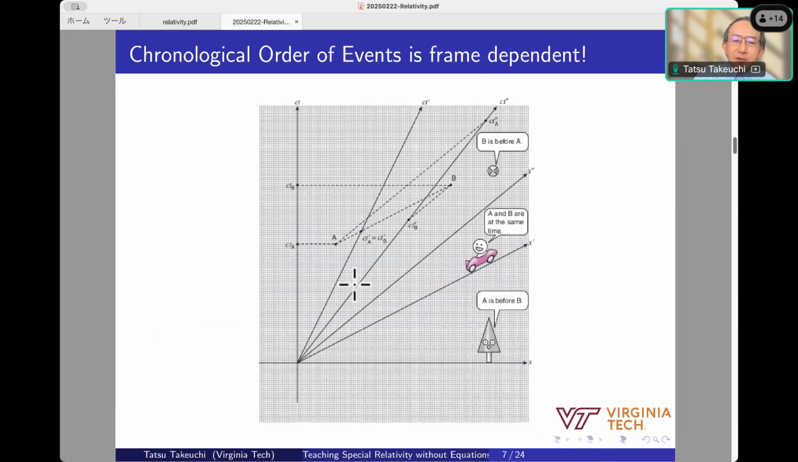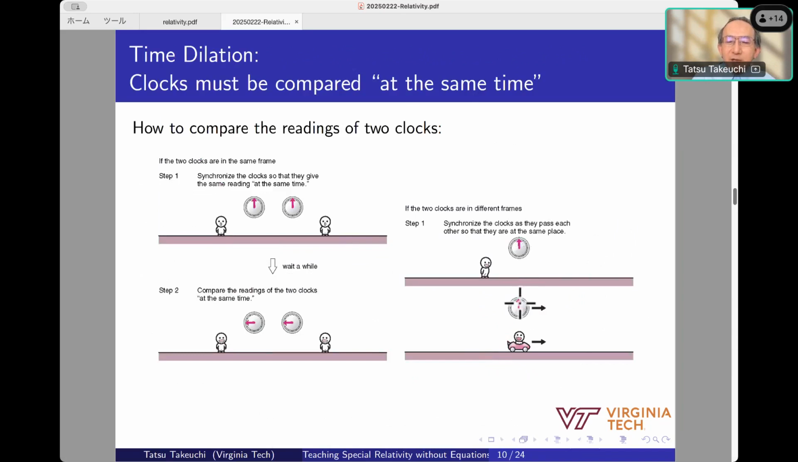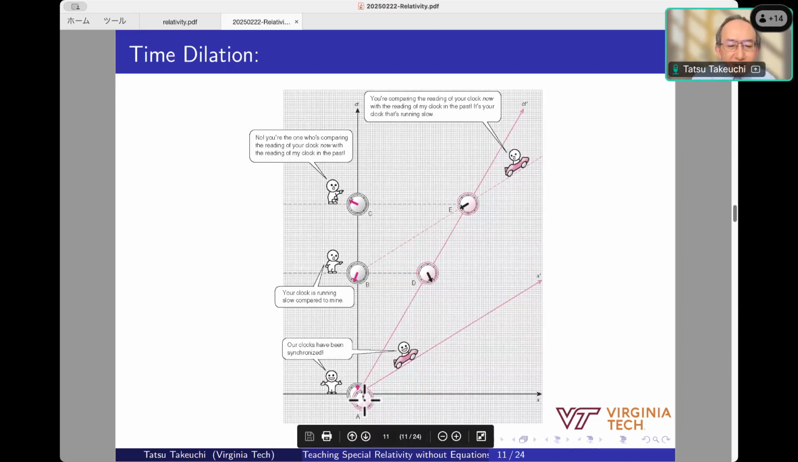So when you're comparing two clocks when one is moving relative to the other, you have to make sure they give the same reading when they pass by each other, when they are at the same spatial point. Okay, I hope that's clear. So we have two clocks. One is moving to the right together with the right moving observer, and one is staying put at the origin. And we assume that the two clocks are at the same spatial position initially. But as time goes by, the two clocks will necessarily move away from each other.